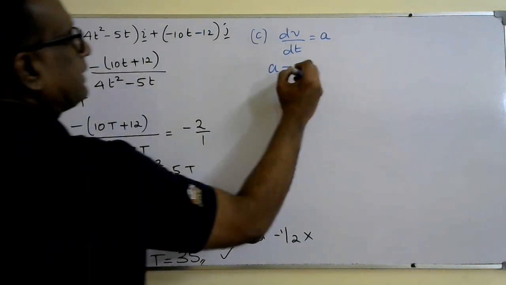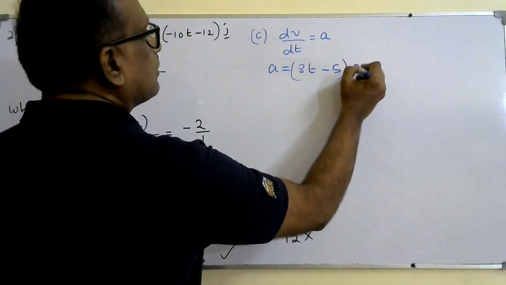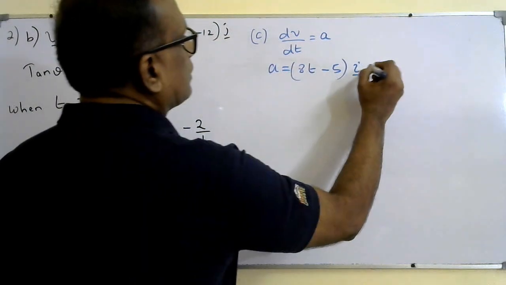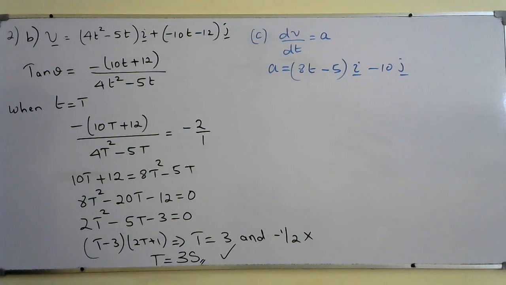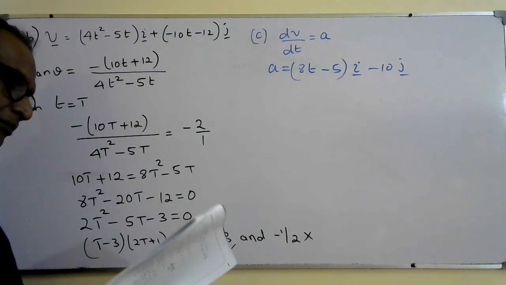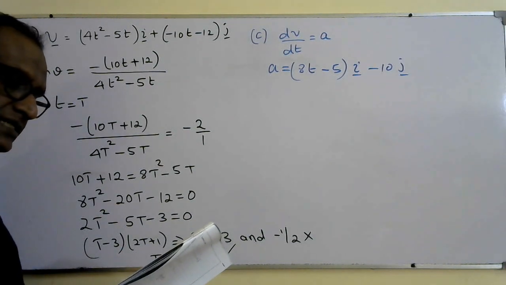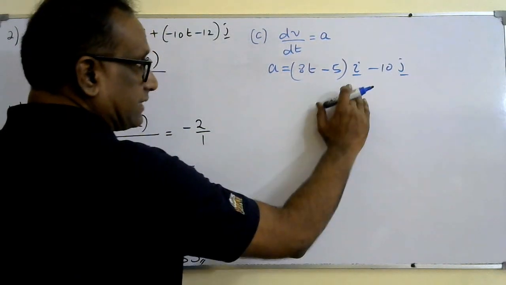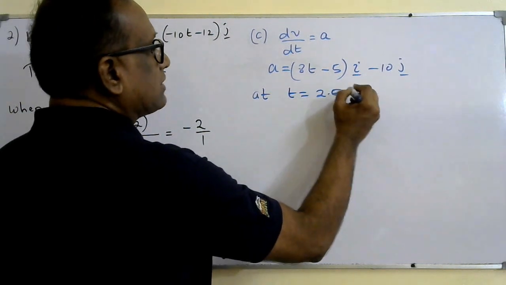4t squared differentiates to 8t, minus 5i minus 10j. That is the acceleration vector. So the question is, find the exact value of the magnitude of the acceleration at 2.5 seconds. If you want, you can find the acceleration vector at t equals 2.5 seconds.